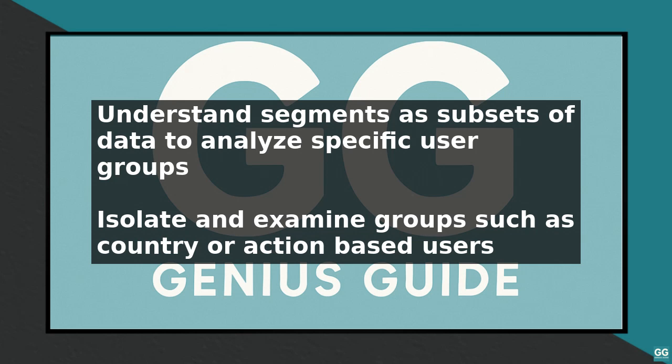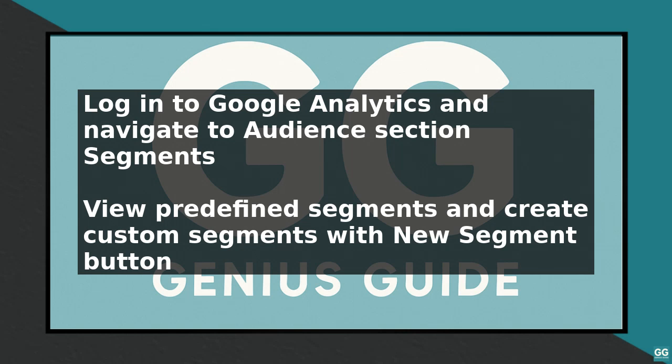First, log into your Google Analytics account and navigate to the Audience section. Then click on Segments. Here you will see a list of predefined segments that Google provides, such as all users, paid traffic, and organic traffic. You can also create your own custom segments by clicking on the New Segment button.